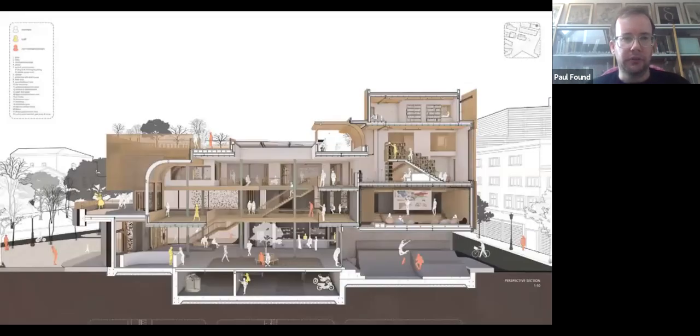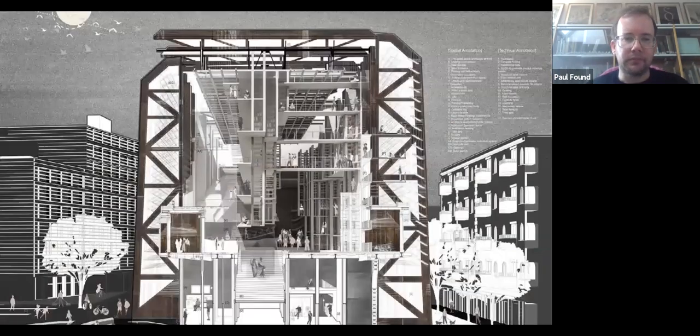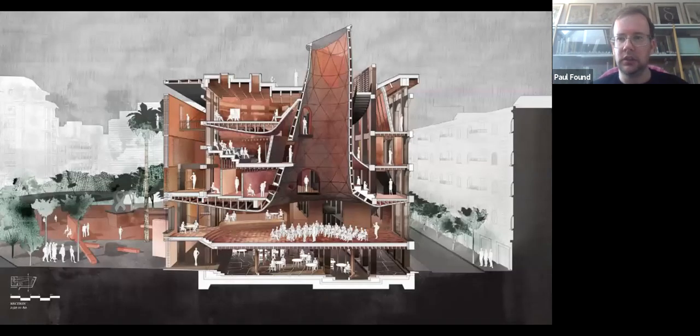Another example of final output. So again, I emphasize the high quality of the work, as a piece of visual communication, but also as a piece of design, as a piece of presentation. And two more examples.